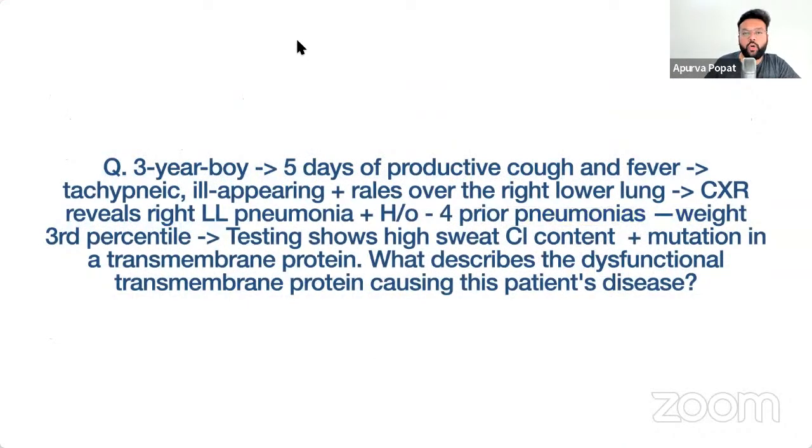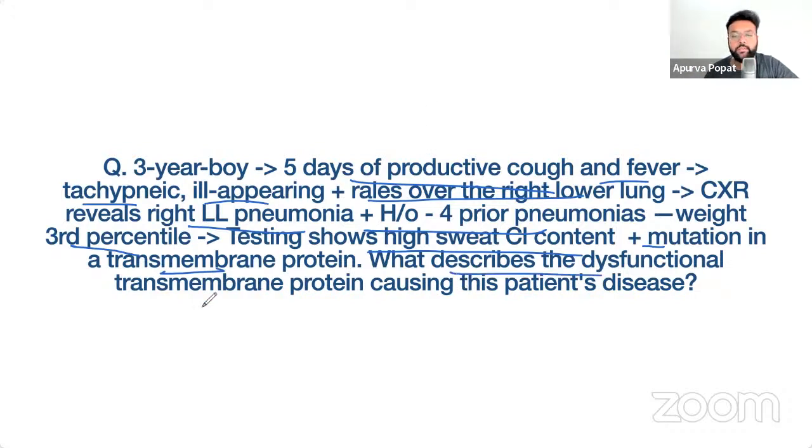A 3-year-old boy has productive cough and fever. He's tachypneic, ill-appearing, and there are rales over the right lung. Chest X-ray shows left lower lobe pneumonia. He's having frequent episodes of pneumonia already. His weight is at the 3rd percentile, so there is already failure to thrive. By now you already know the diagnosis. They also gave the diagnosis: testing showed high sweat chloride content and a mutation in a transmembrane protein. This is a giveaway for cystic fibrosis.